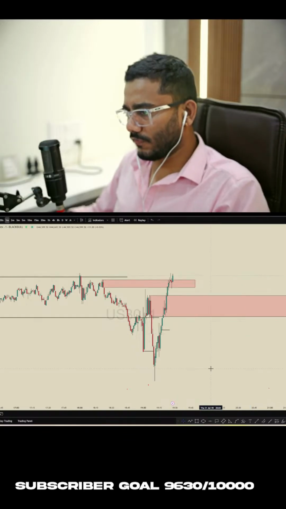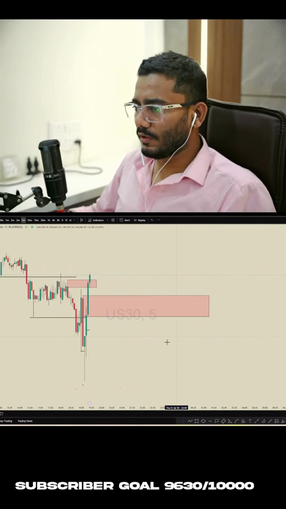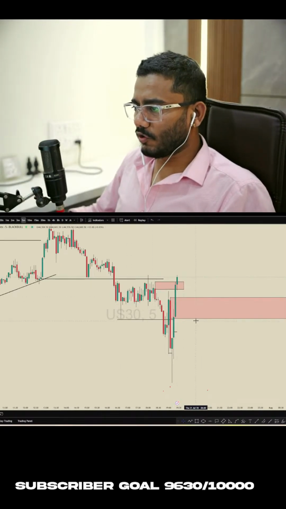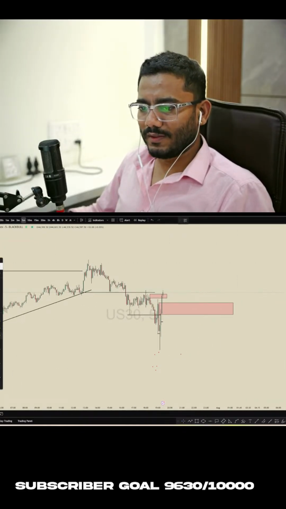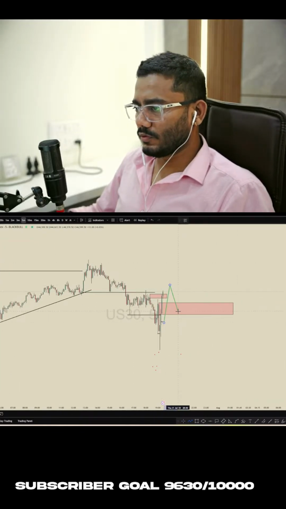Okay, so this zone has failed. Now this has become our breaker block and order block setup, where we look for another tap on this area to take a trade to the buy side.